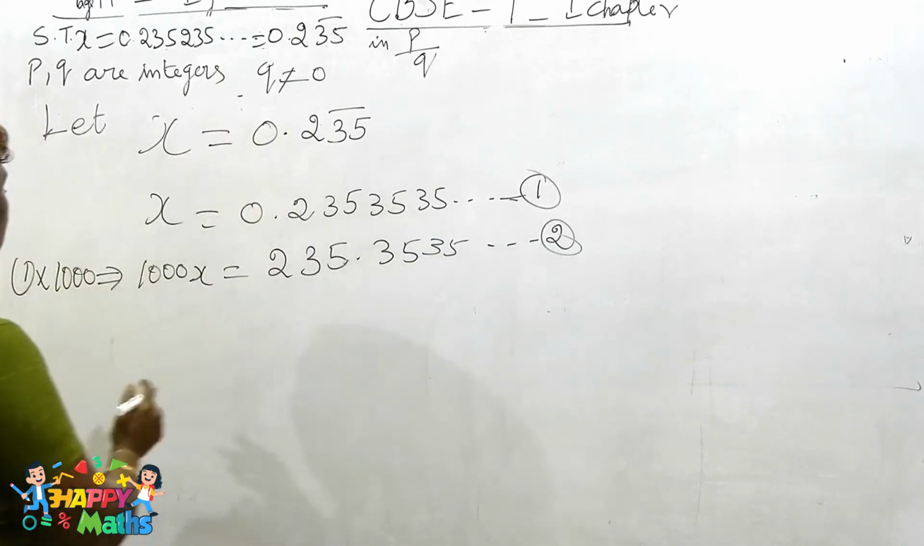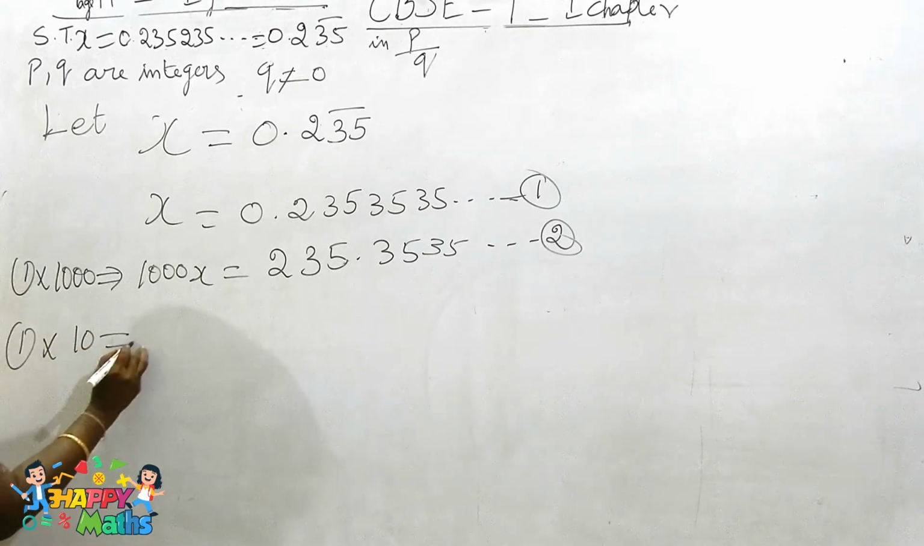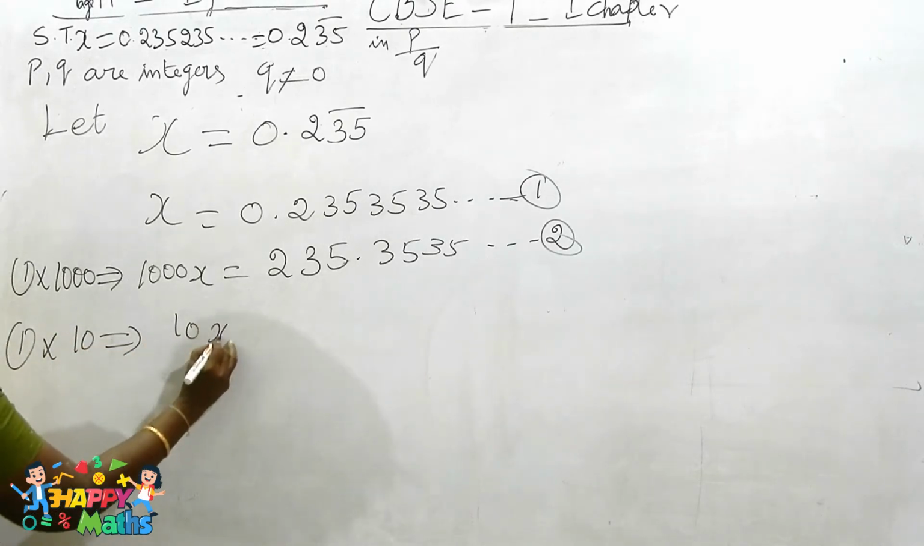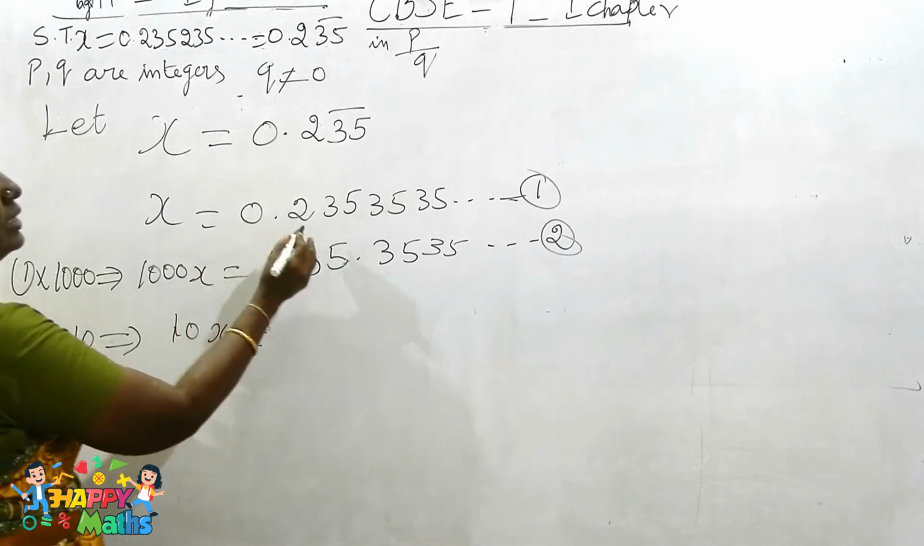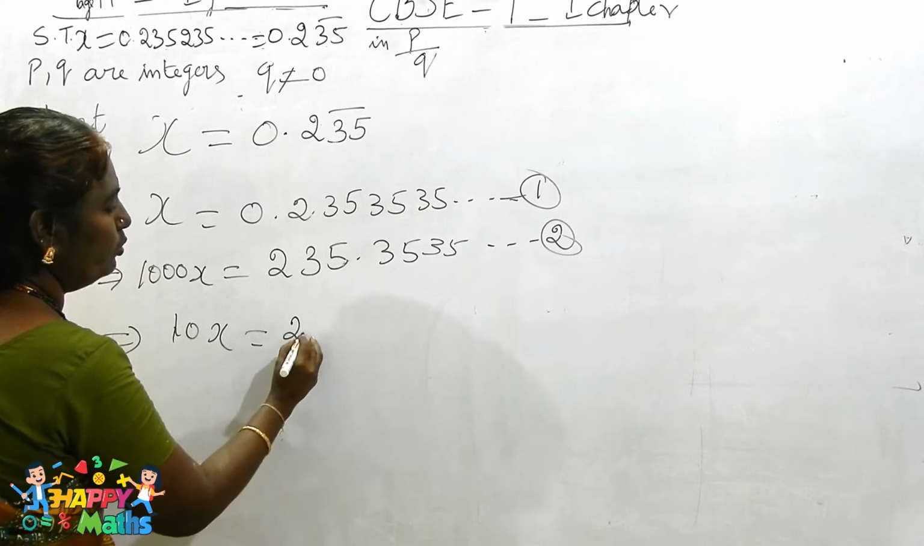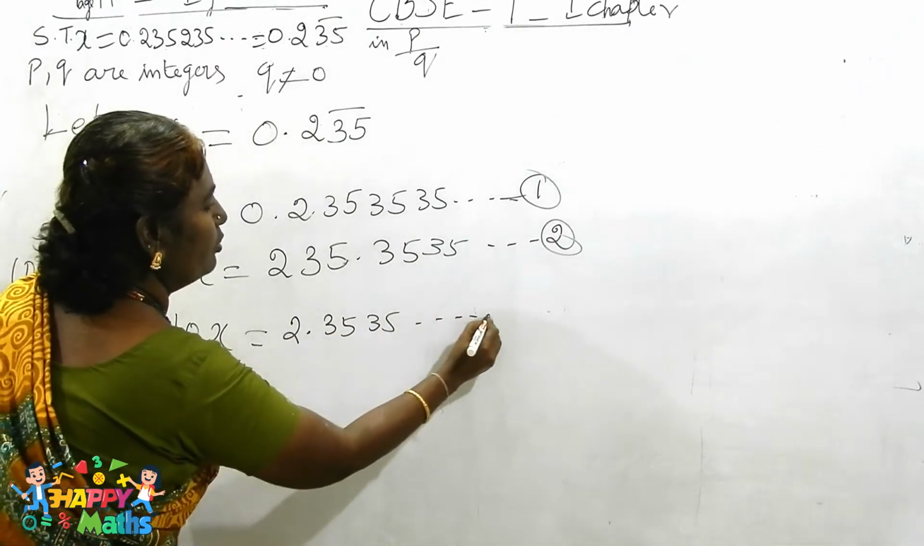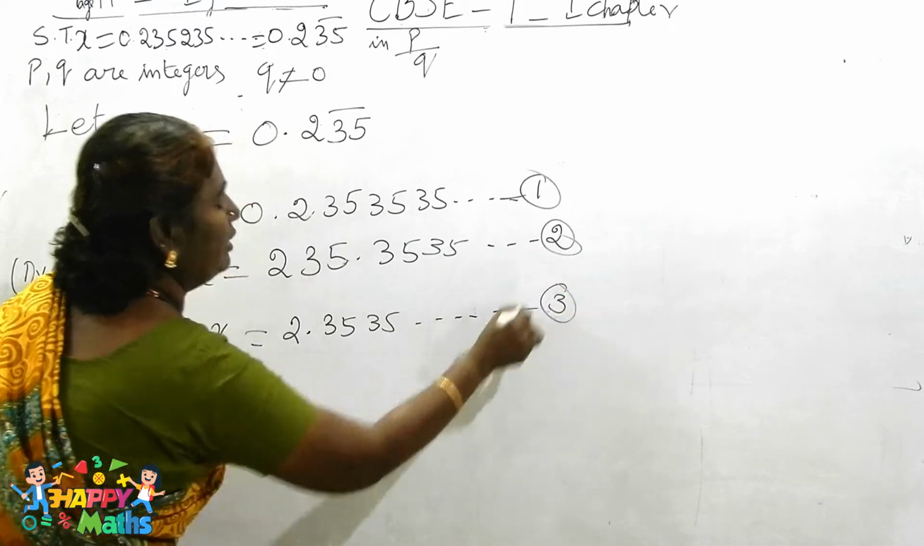Only one number. So you have to multiply the first equation by 10. So this will become 10x. 10x means this point will move only one digit. So it will become 2.3535, it keeps on going. This is equation number 3.